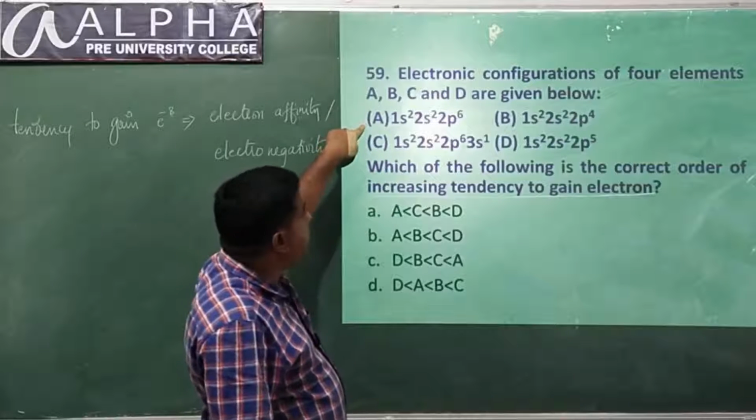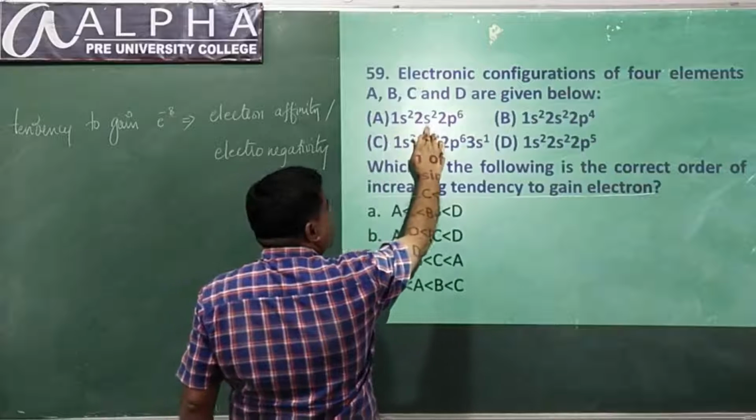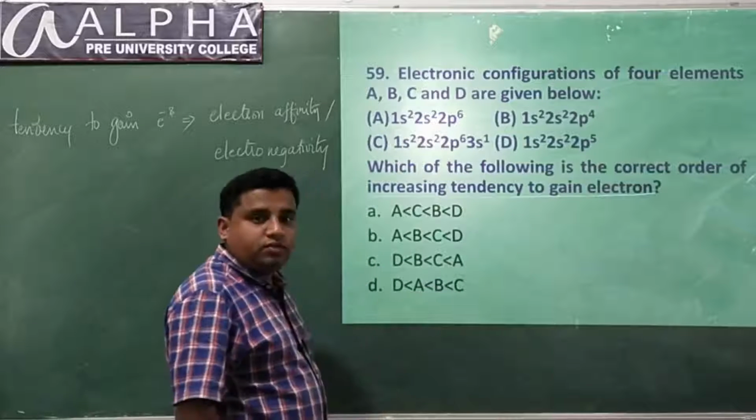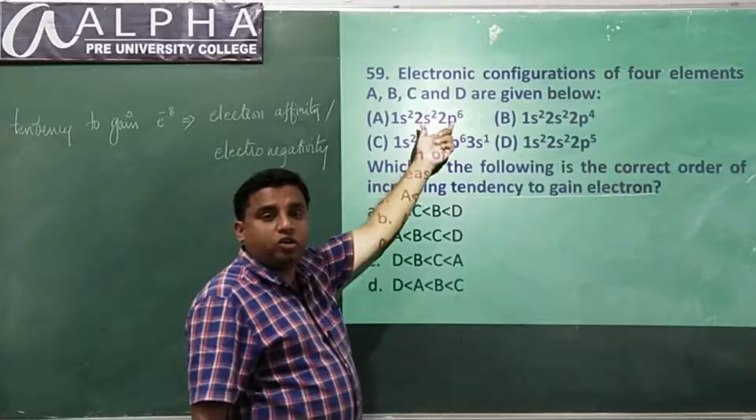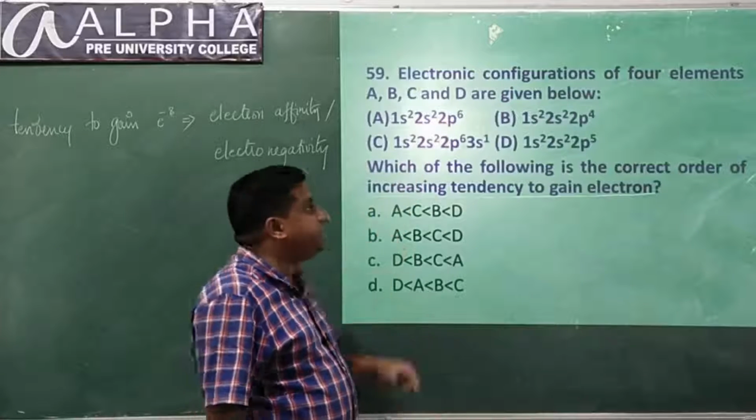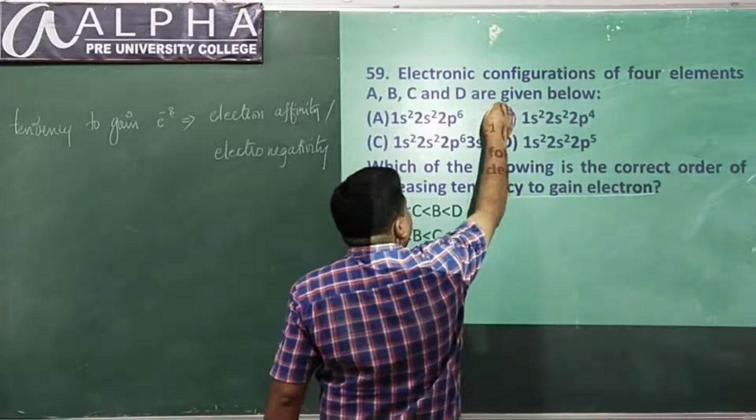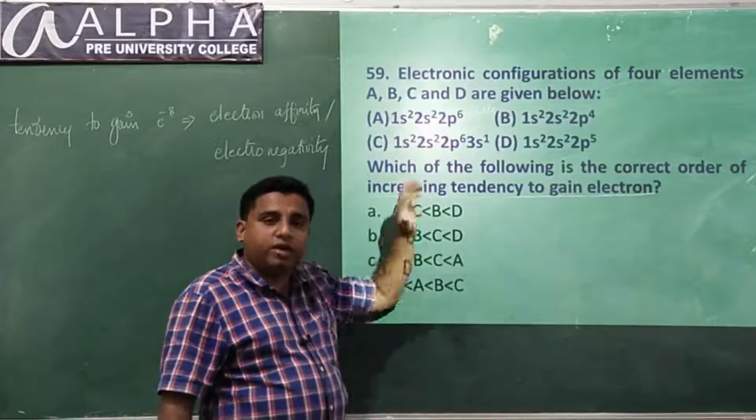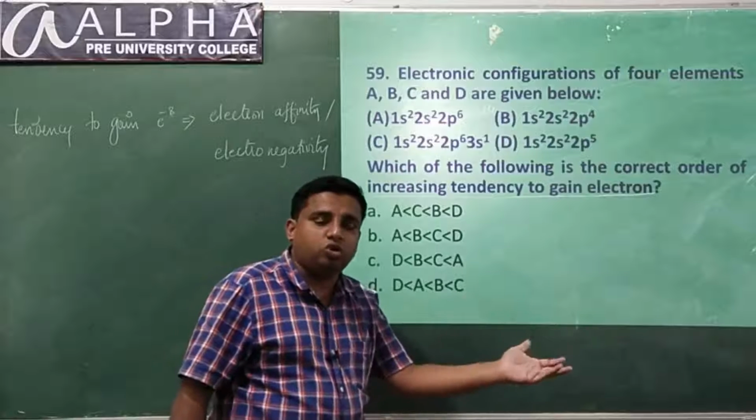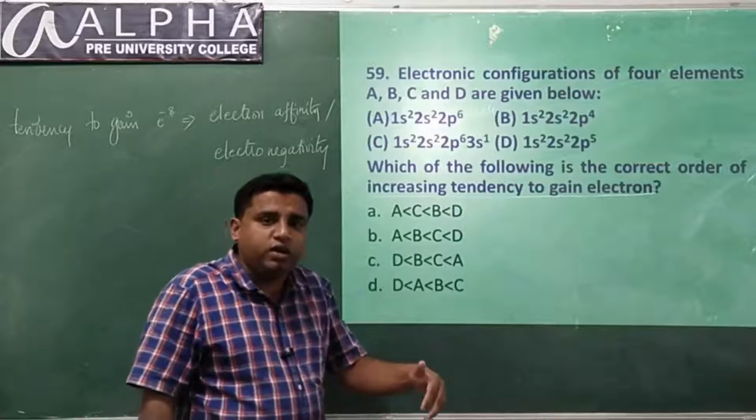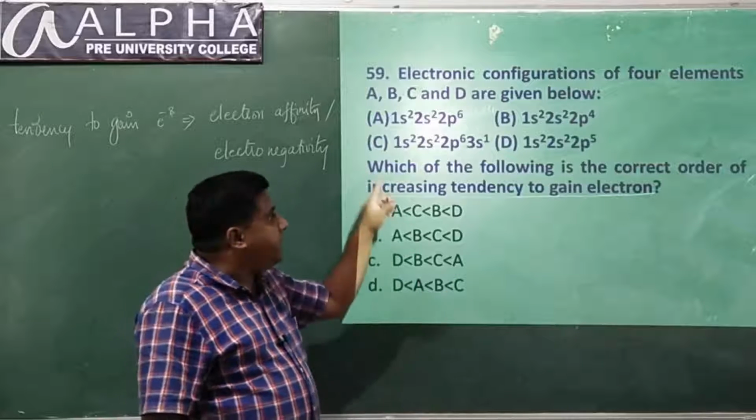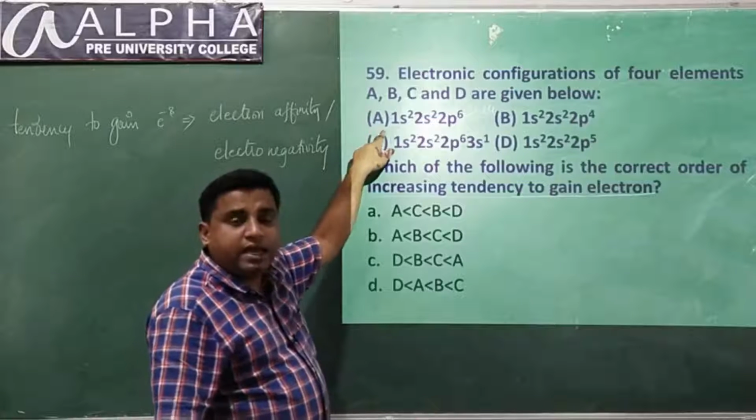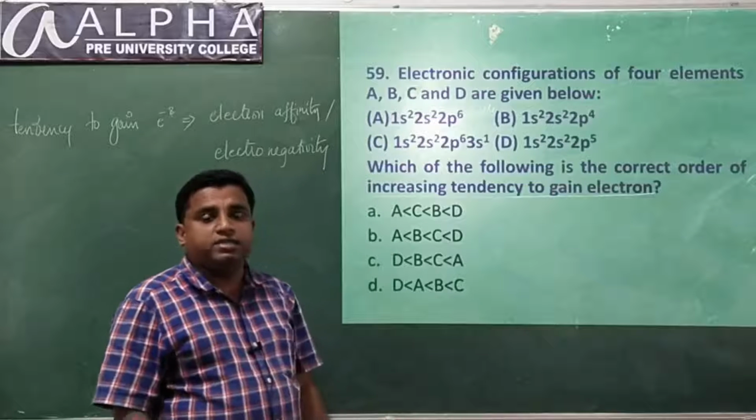Element A has the electronic configuration 1s2, 2s2, 2p6. Don't you think it is a stable configuration? It has already attained an octet configuration, which means it is stable. Since it is already stable, it has no tendency either to lose electrons or to gain electrons. Hence, element A has the least tendency to gain electrons, since it is already stable.